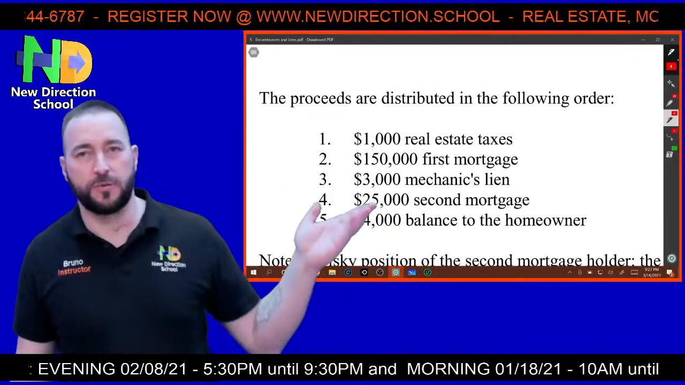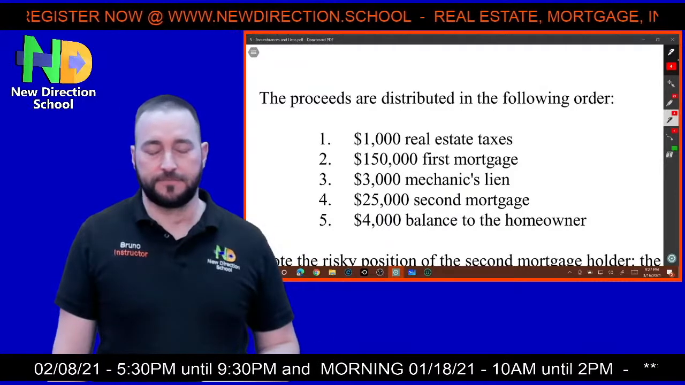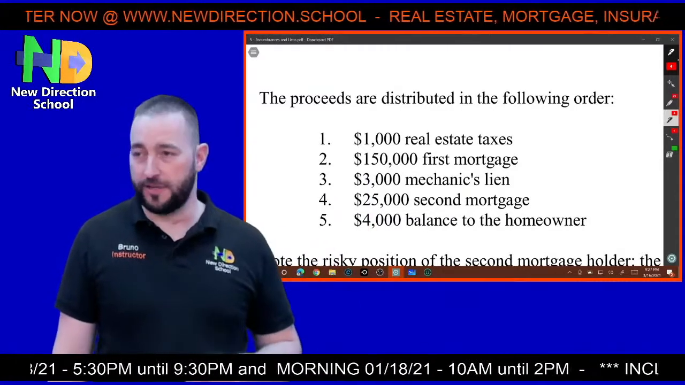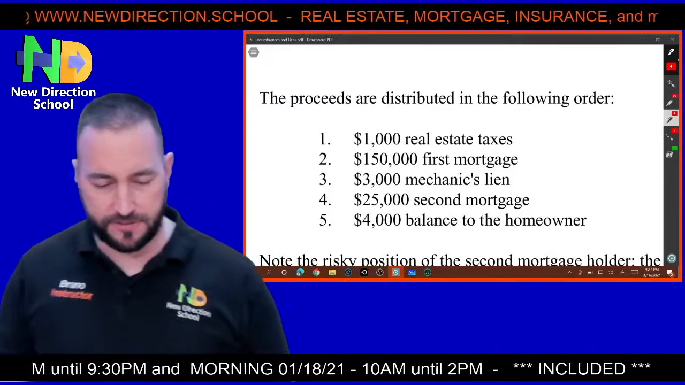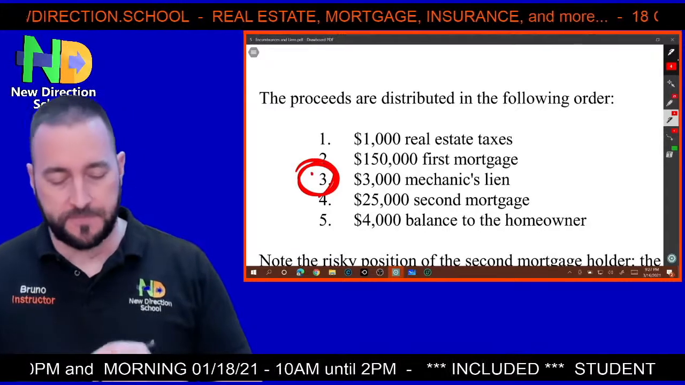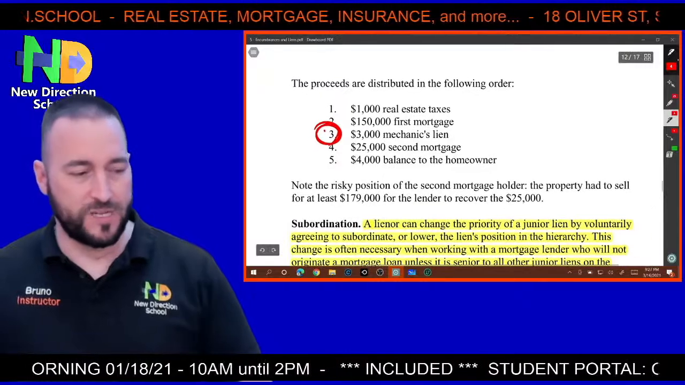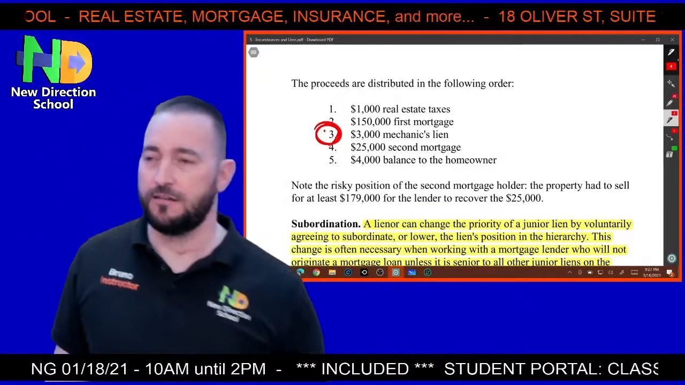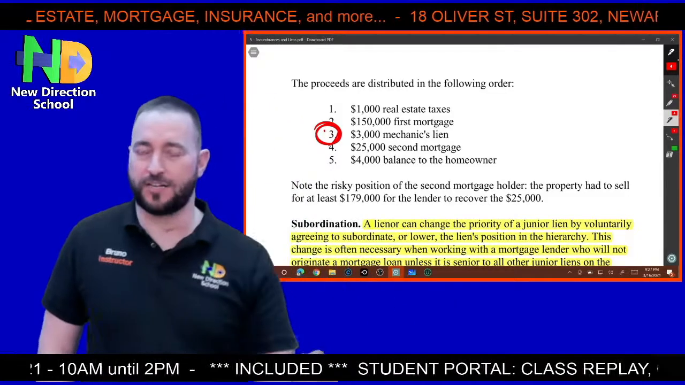It's always distributed in this order. Taxes. Then it's the first mortgage, whoever recorded first. There's only one thing that will be different, which is this one right here. Mechanics lien. Now, a mechanics lien is when somebody doesn't pay the work that was done. That's what I was trying to explain till I noticed all the distractions.